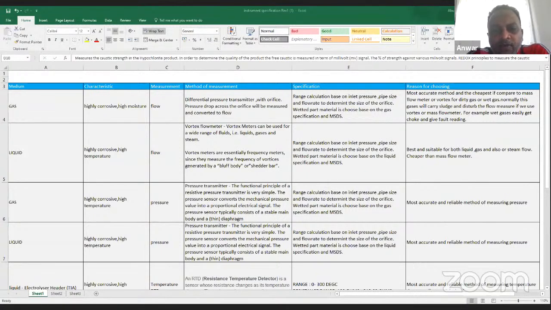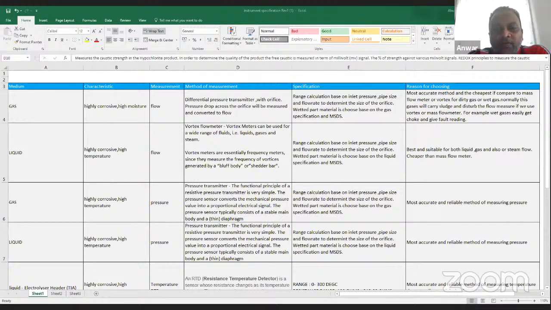Normally, we ask questions to ourselves. This is how I do it when I do pump or any equipment selection. So why do we need a pump? I need a pump to transfer liquid from point A to point B.